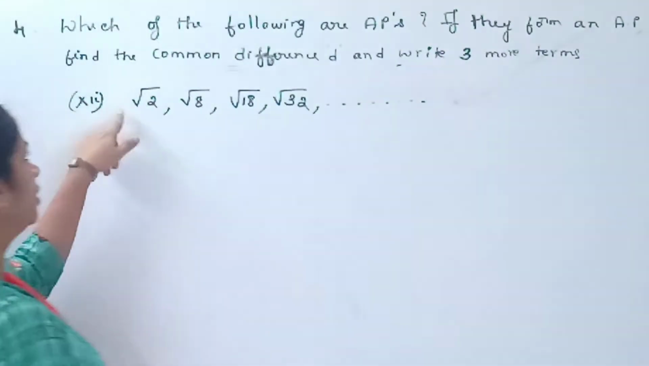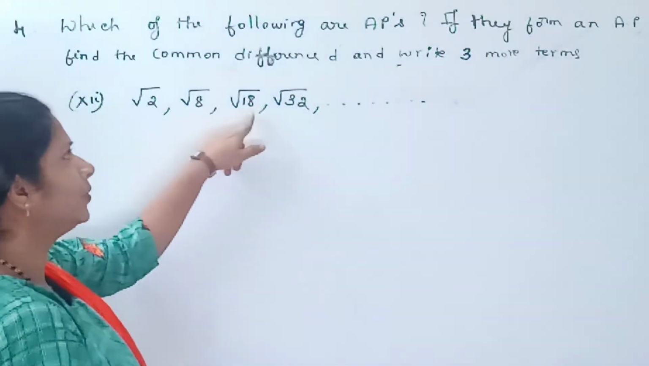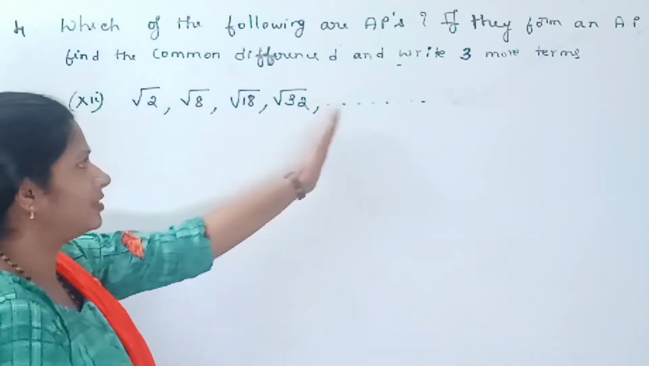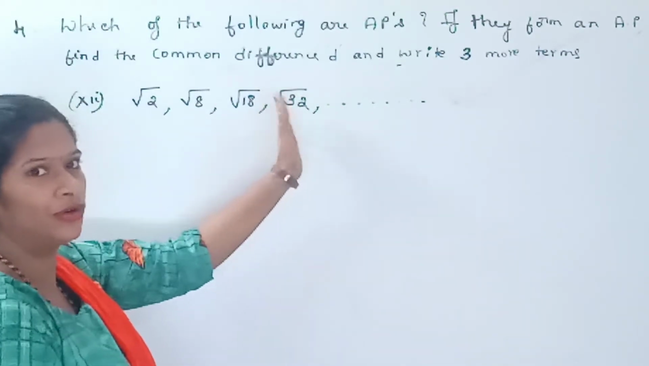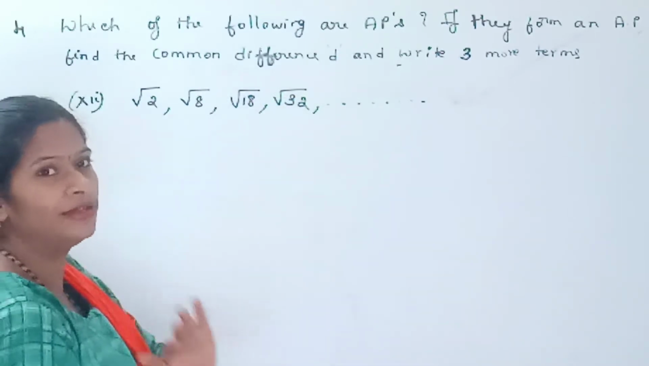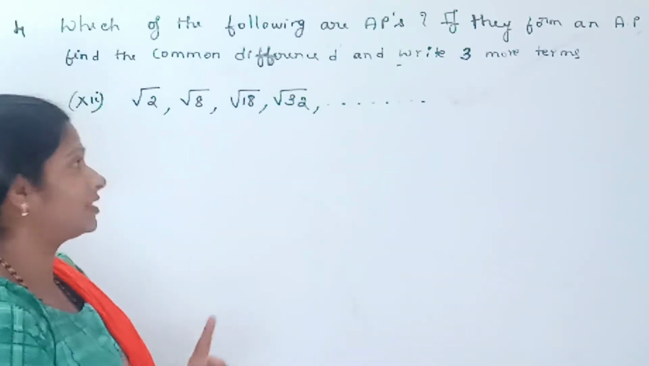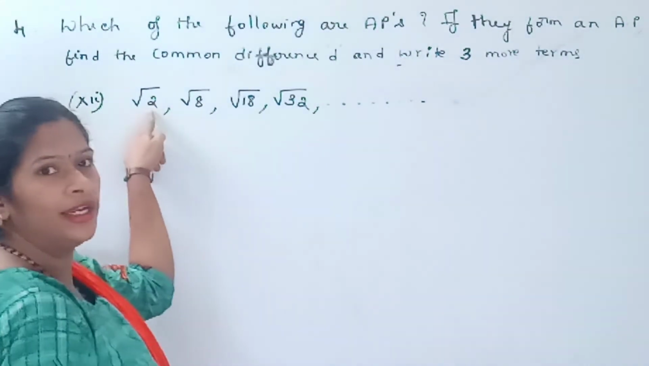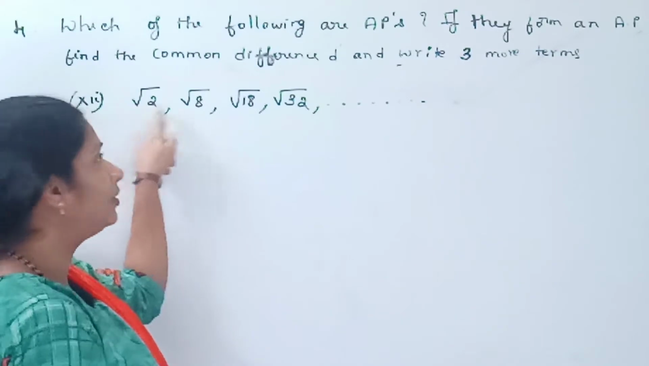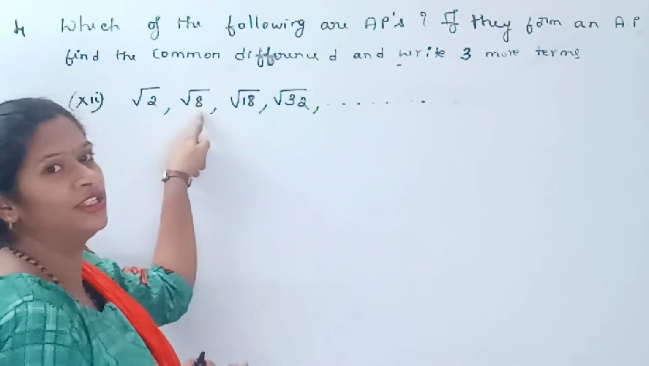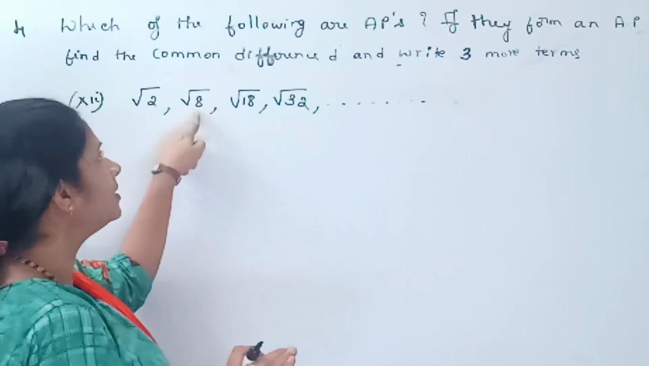So 12th question, root 2, root 8, root 18, root 32 and so on. Now this list of numbers forms an AP or not, you have to check. How will you find out? Same as before, we have to find the common difference first. But these are roots. Say root 2, it is in the simplest form. And root 8, further you can simplify, children. How will you simplify?